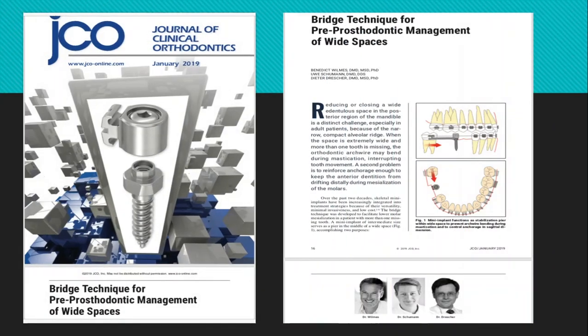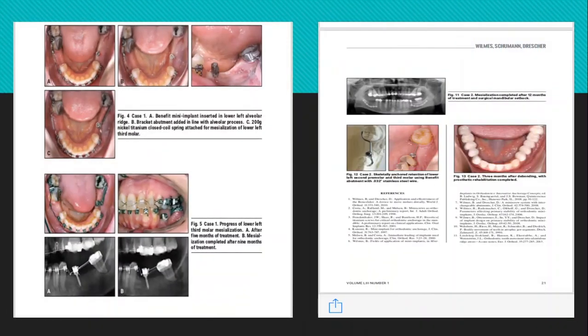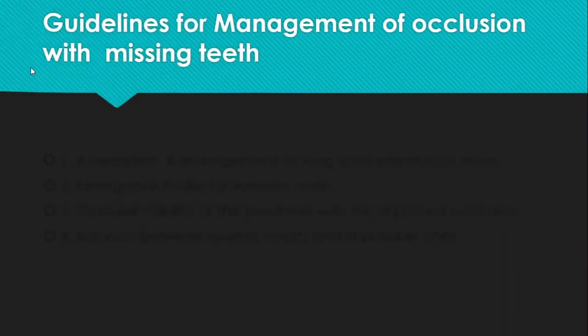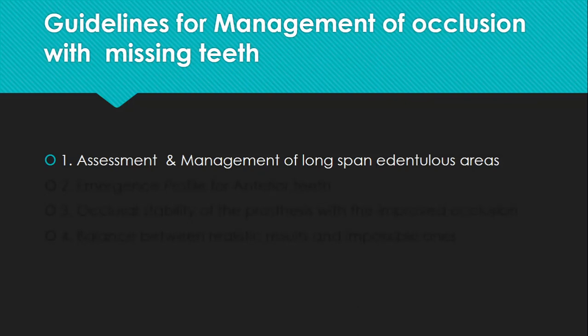So we go back to our article. This article that was published in January 2019 specifically shares with us mechanics for long span edentulous regions in the posterior teeth. And rather, it shows us very good ways, and it shares with us the rationale of why we must control our forces, especially for long span edentulous areas. So it shares with us guidelines for the management of occlusion with missing teeth, specifically those for long span edentulous areas.